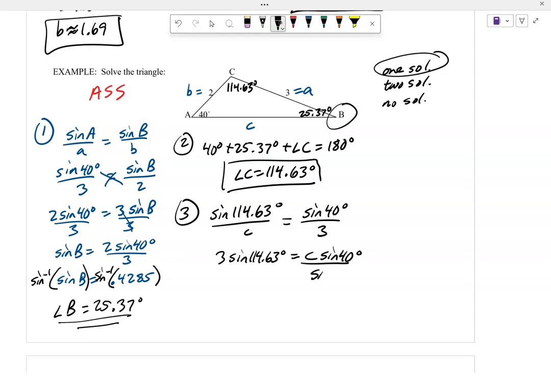Remember, sine of 40 is just a number, so I got to divide both sides by sine of 40 here. And so C ends up being 3 times the sine of 114.63 divided by sine of 40, or 4.24, rounded, approximately. And we solved that. So that was a one solution scenario.